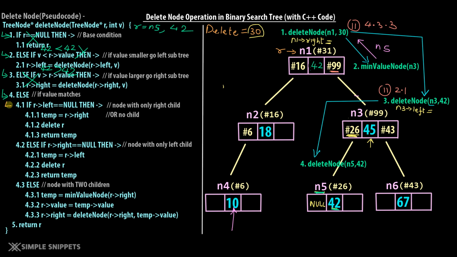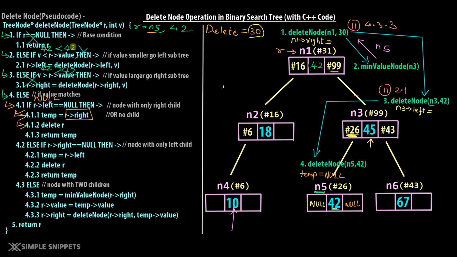Correct? So in step 4.1 we check if R of left equals null. R is n5. What is there to the left of n5? We have null. So now this condition is true. So we can clearly state that this node is a leaf node or a single child. And when it is a leaf node or a single child, we go inside 4.1, we say temp. So we'll create temp equals R of right. What is there to the right of n5? It is null only. So you'll assign null inside this temporary pointer.